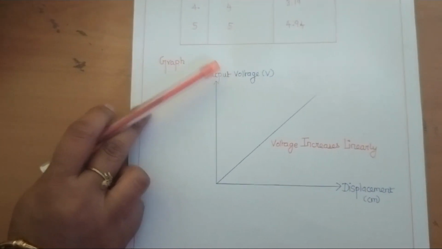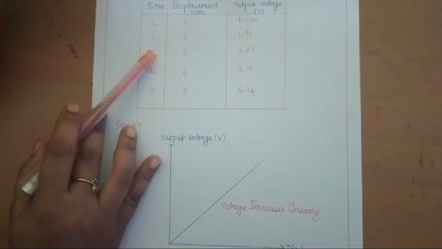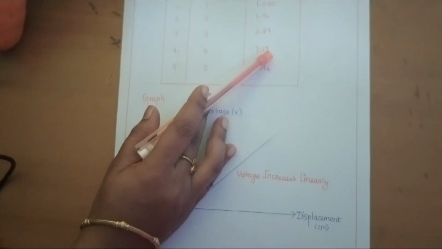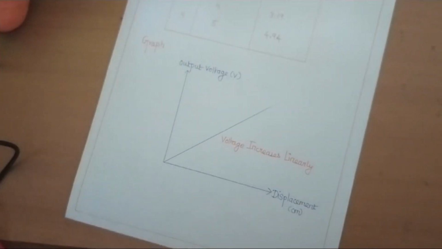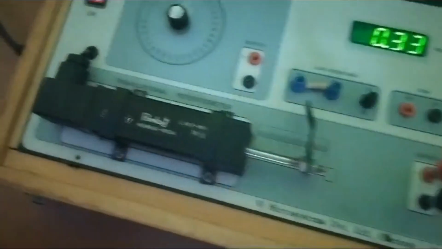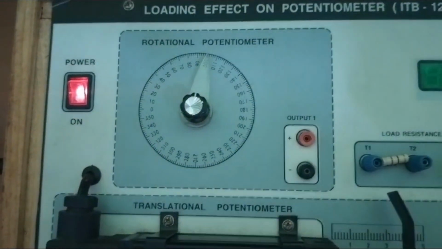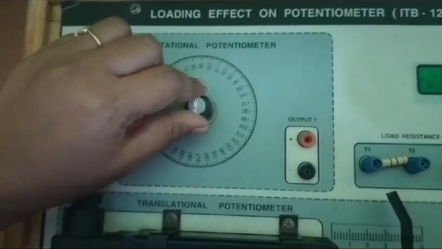So the concept is very clear. Here the displacement is converted into change in resistance, which in turn is converted into the output voltage. Next, we are about to look into the rotational potentiometer. Here the displacement will be provided in terms of degrees. This is the shaft over here.